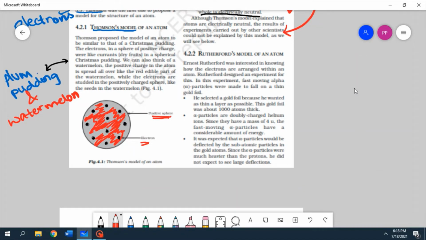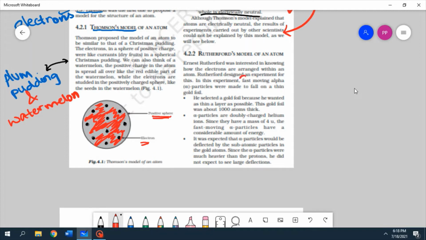Ernest Rutherford was interested in knowing how the electrons are arranged within an atom, so he designed an experiment called the alpha particle experiment. And in this experiment, fast-moving alpha particles were made to fall on a thin gold foil.